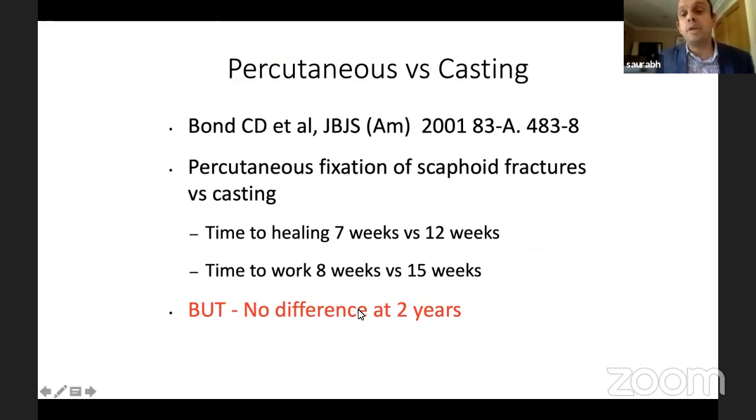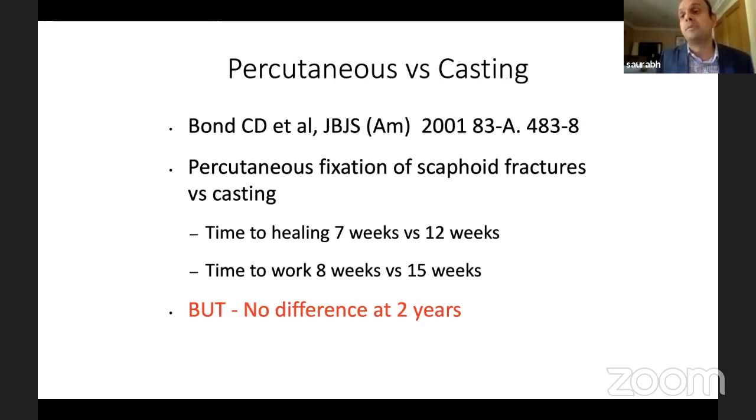Again, remember at 2 years, there's no difference whether you give a plaster or a screw fixation percutaneously. But important is these two lines here. With a percutaneous fixation, healing is a bit quicker, around 2 months versus 3 months for a plaster. So they can return to work quicker, around 2 months versus around 4 months with a plaster. Now for someone for whom time is money, 6 weeks, 8 weeks matter a lot.